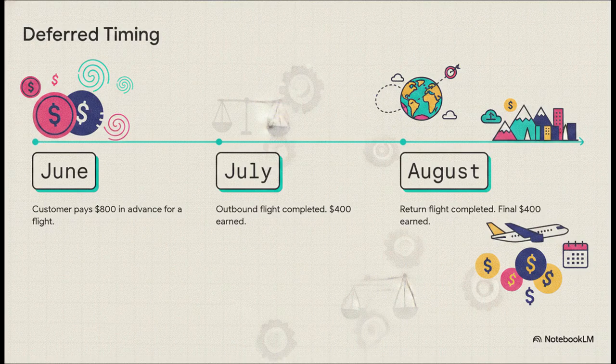Because the actual outbound flight to London isn't taking place until July, and the return flight back to Vancouver isn't happening until August. If the airline's accountants just blindly recognized all $800 as pure revenue right there in June, they would be massively and artificially inflating their performance for that month. Because reality tells a different story. They haven't provided the service yet. They haven't burned the jet fuel, paid the flight attendants, or made any of the necessary economic sacrifices to actually earn that cash.